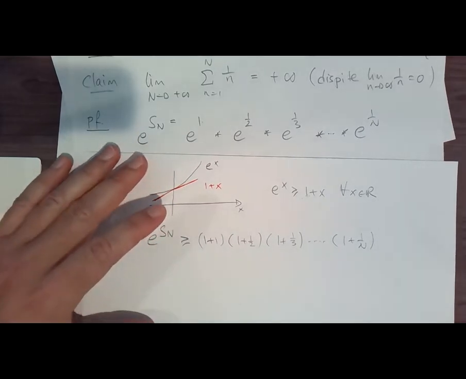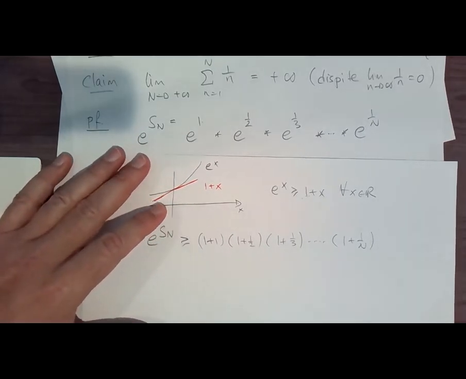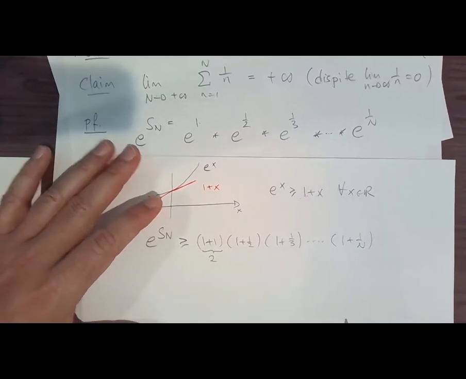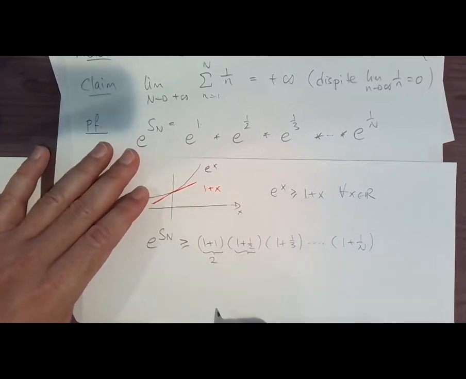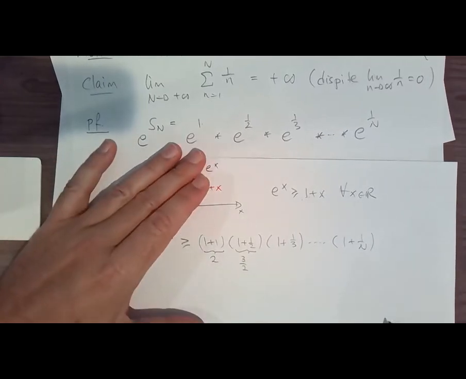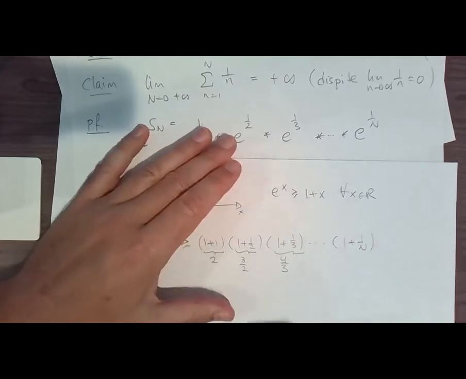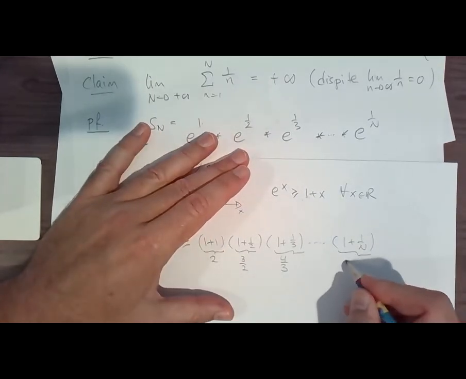And then what I can do is I can group them. These two terms here, that becomes a 2. And these two terms here, that becomes 3 divided by 2. And these two terms here, they become what? 4 divided by 3. All the way up to the very end, this term here becomes n plus 1 divided by n.